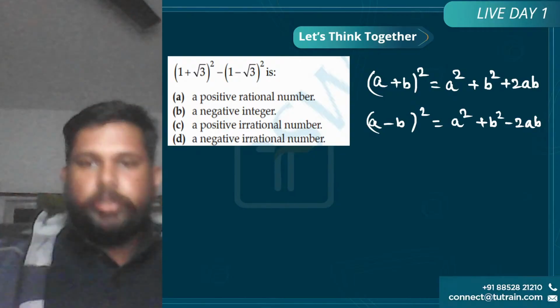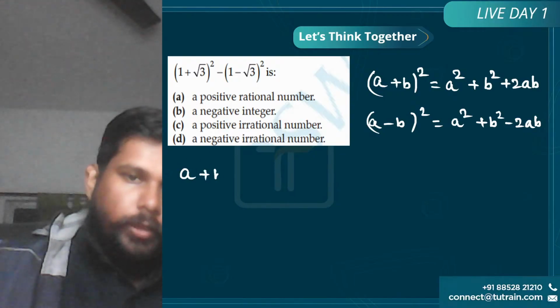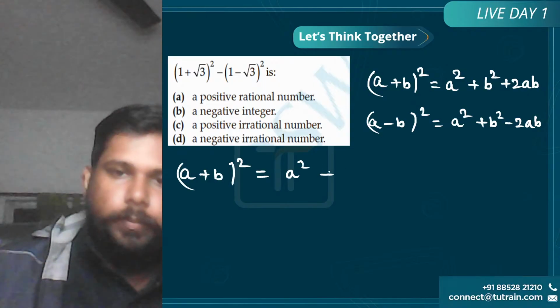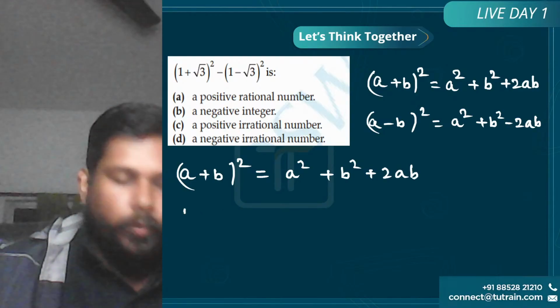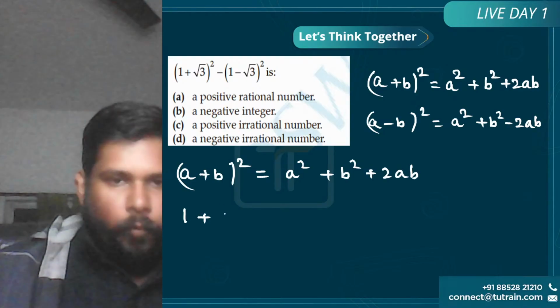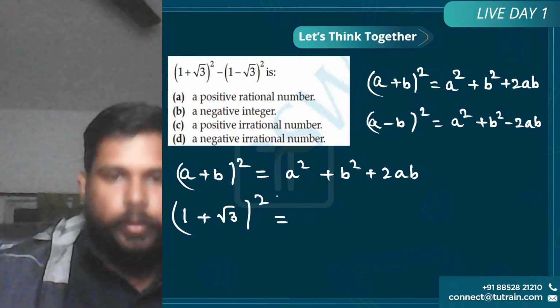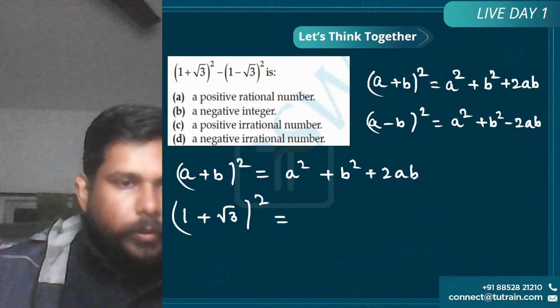Since we know that (a plus b) whole square is equal to a square plus b square plus 2ab, here we have to find (1 plus square root 3) whole square. Now, in place of a, what do we have?